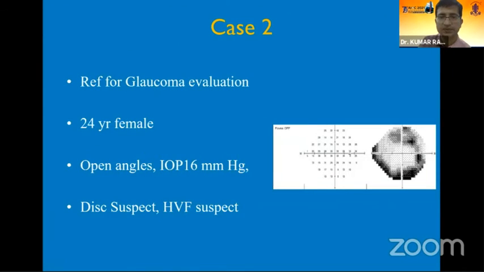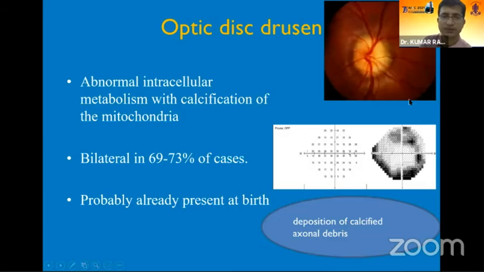The next patient was referred to us for glaucoma evaluation, a 24-year-old female with open angles, normal pressure. Her disc was a little suspect, so she was referred to us, and this was her field test, the HPF test. It's ambiguous. We do not get any useful information from this, but when we see the disc, we see that there are round areas of elevation at the disc surface. So this is a typical case of optic disc drusen.